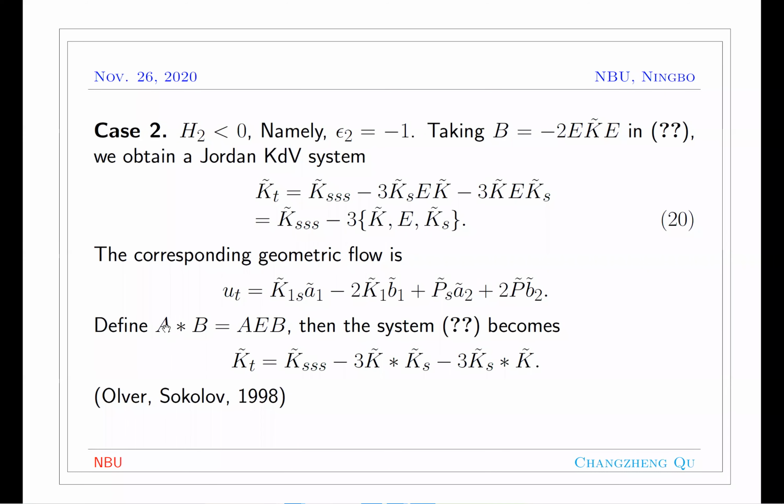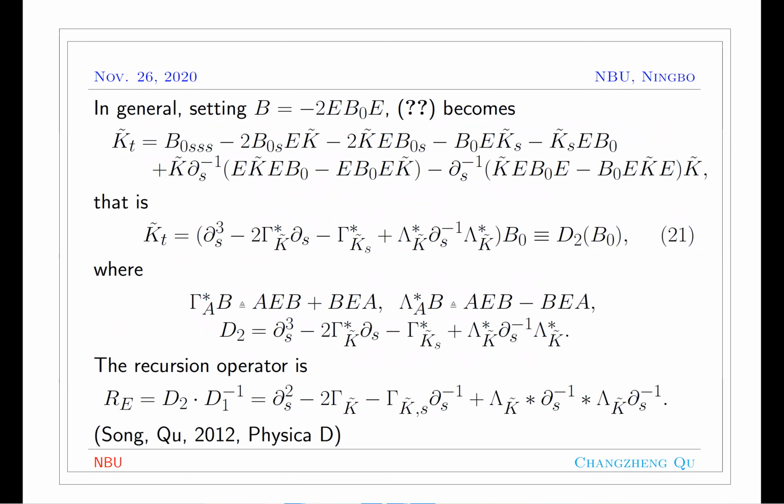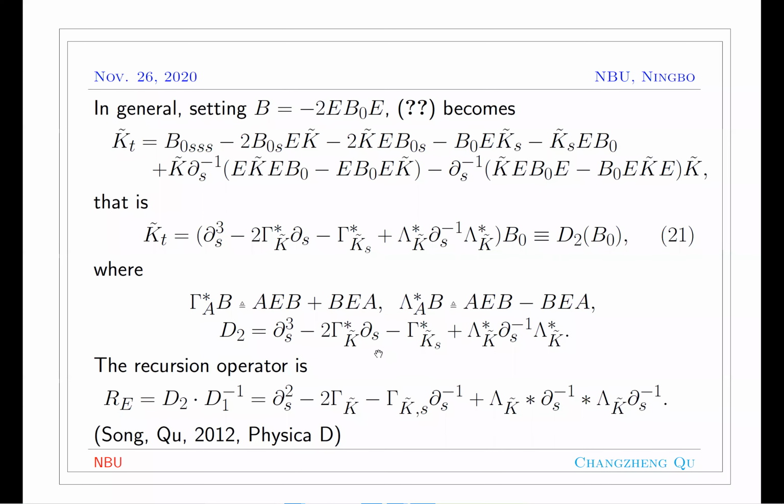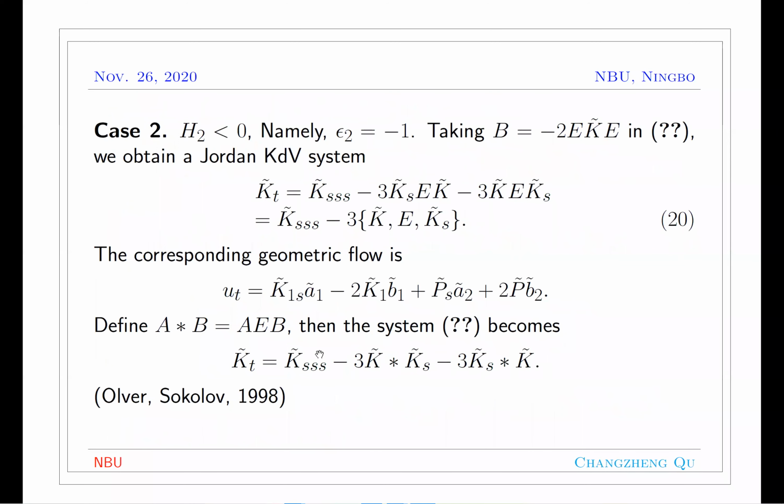If we define the product A star B given by this one, then the system becomes this one. This also comes from the paper of Olver and Sokolov. So we can provide the geometric formulations for the matrix KdV equations. Also, we can get the recursive operator in this case, given by this one. This is the recursive operator of the matrix KdV system.